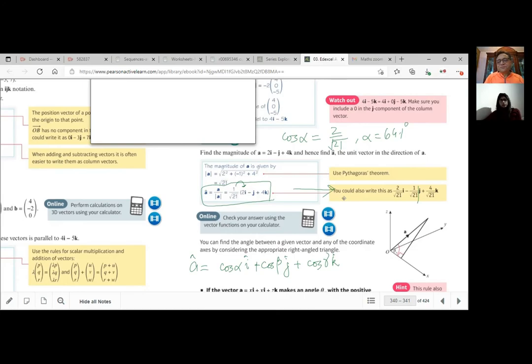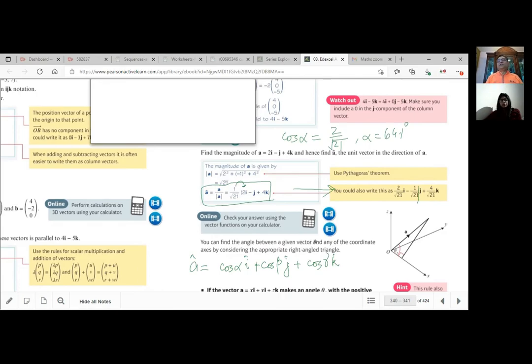So we had proven last time cos square alpha plus cos square beta plus cos square gamma is how much? 1, right? That is a unit vector. So that magnitude is unit. Is that clear to you now?